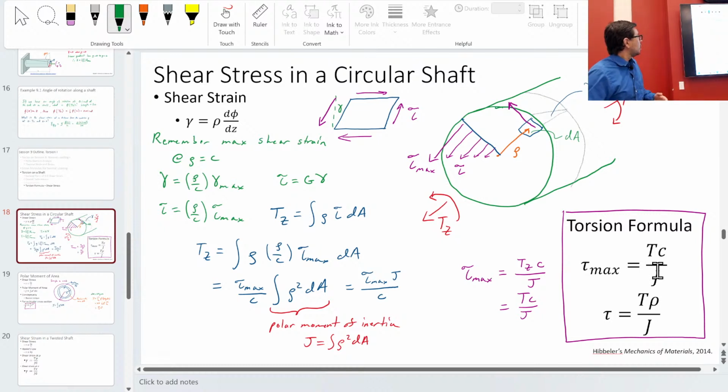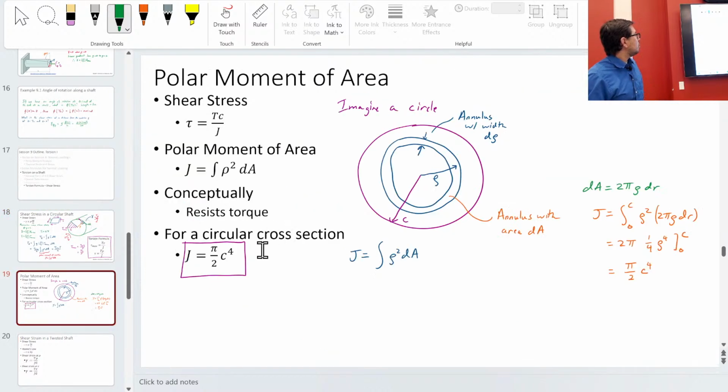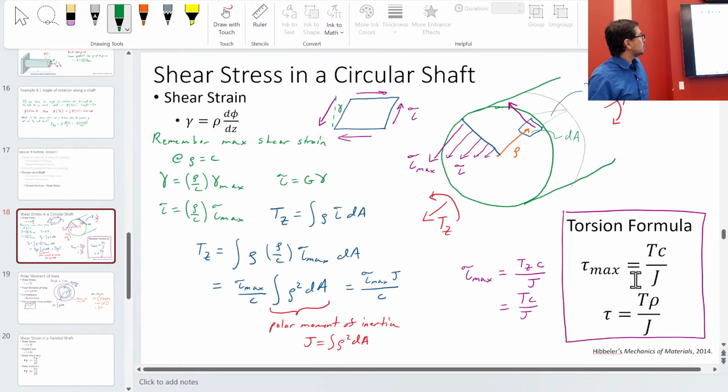So T c over J. Now, if you want to think about what the polar moment of area is, it's essentially how much the geometry affects the shear stress I'm going to experience. You kind of have this feeling already, that it's the integral of rho squared dA. If I have a large diameter shaft and a small diameter shaft, and I apply the same amount of torque, the shear stress is going to be higher in the smaller diameter. It goes with rho squared, even though we have a c. This is a little bit counterintuitive.